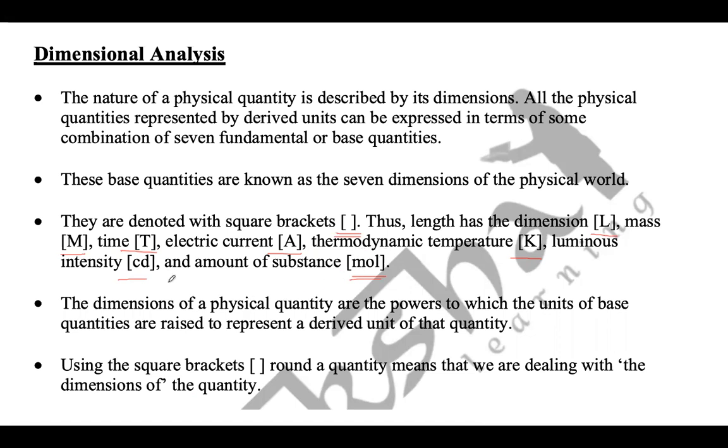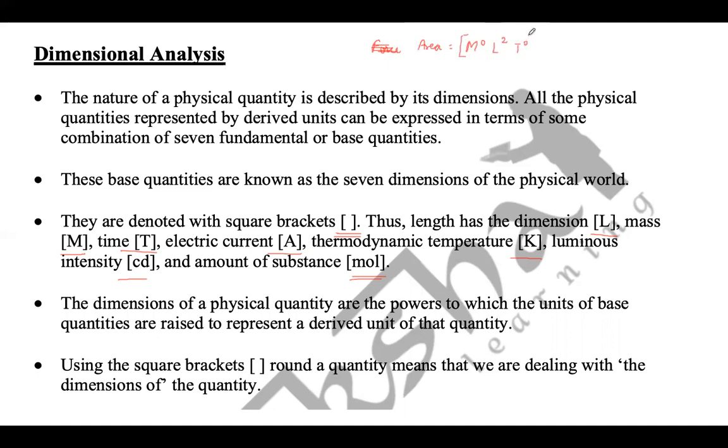The dimensions of physical quantities are the powers to which the units of base quantities are raised to represent the derived unit of that quantity. So the power which we use, let's say, we'll start with the easier one, area. The dimension of area: we know that area is length into breadth, so that is length into length. So if you write the dimension, it will be M0, L2, and T0.